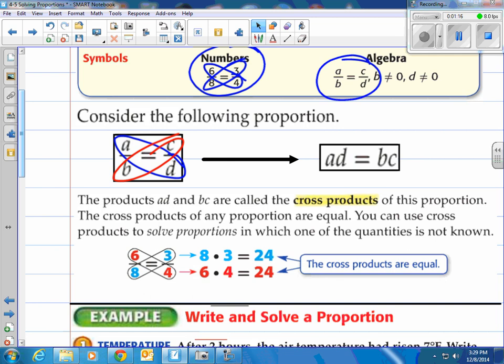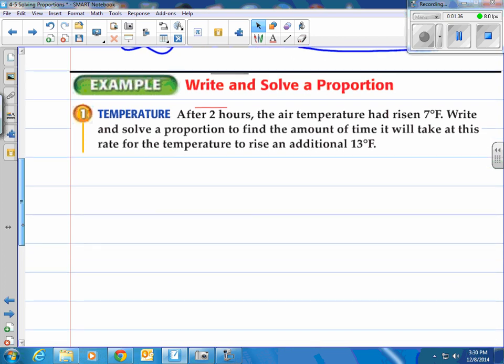You can use cross products to solve proportions in which one of the quantities is not known. So if you're missing one of those, you can figure it out. So, 8 times 3 is 24, and 6 times 4 is 24. That's the basis of this whole thing we're talking about with proportions. Cross products are equal. With that information, we can do problems like this.